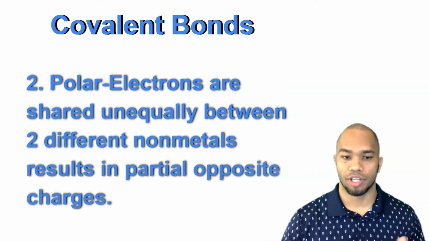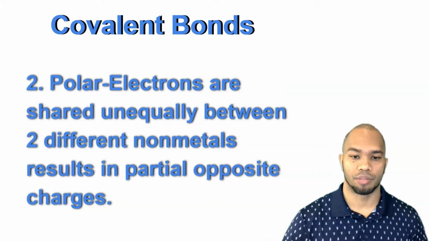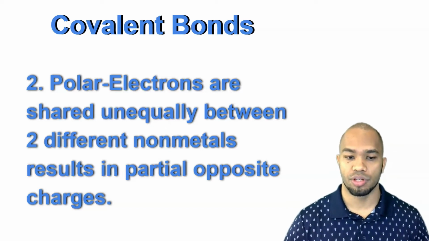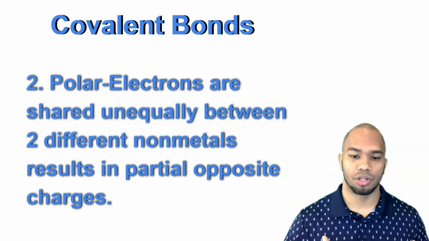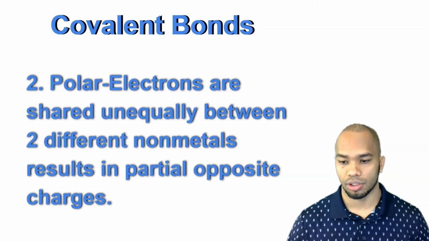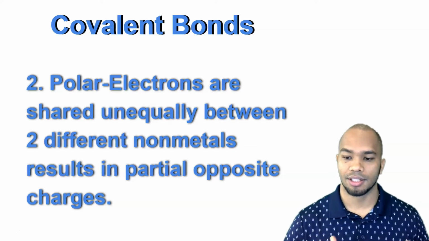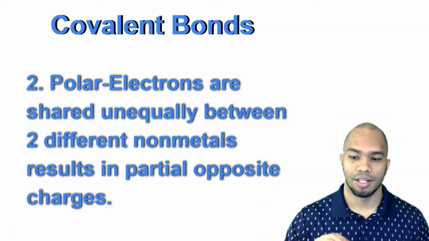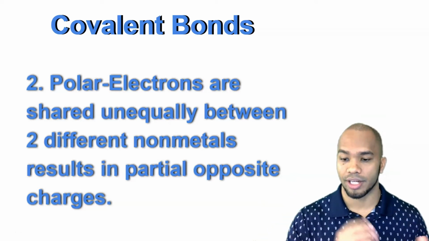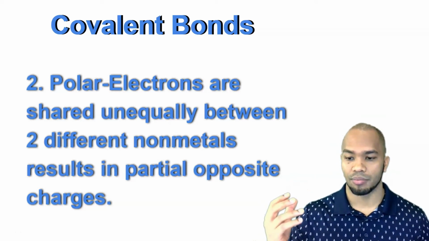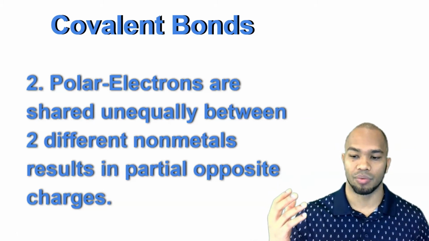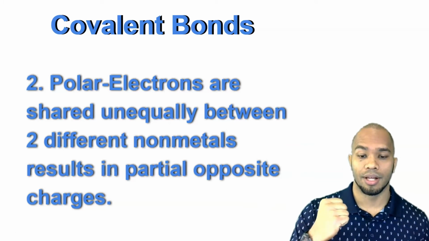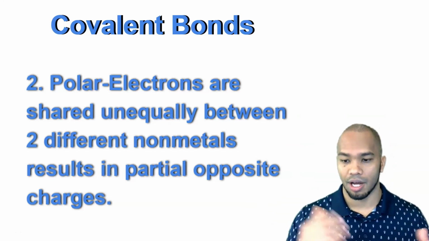The second type of covalent bond is a polar covalent bond. This is when electrons are shared unequally between 2 different nonmetals, and this results in a partial opposite charge. This happens because the nonmetals on the periodic table have different amounts of electronegativity. So an atom with a large amount of electronegativity will pull the electron a little bit closer to itself, and this results in the opposite charge.